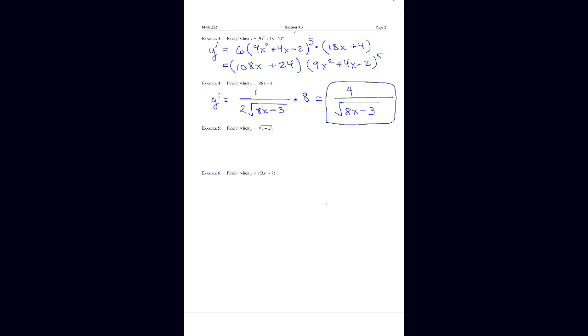Okay, let's check it. So we would have y prime is equal to 1 over 2 square roots of, retain the inside, 1 minus x squared, times the derivative of the inside, which is negative 2x. Okay, so don't forget the negative. And then the 2's cancel. So we get negative x over square root of 1 minus x squared. That's all you can do.